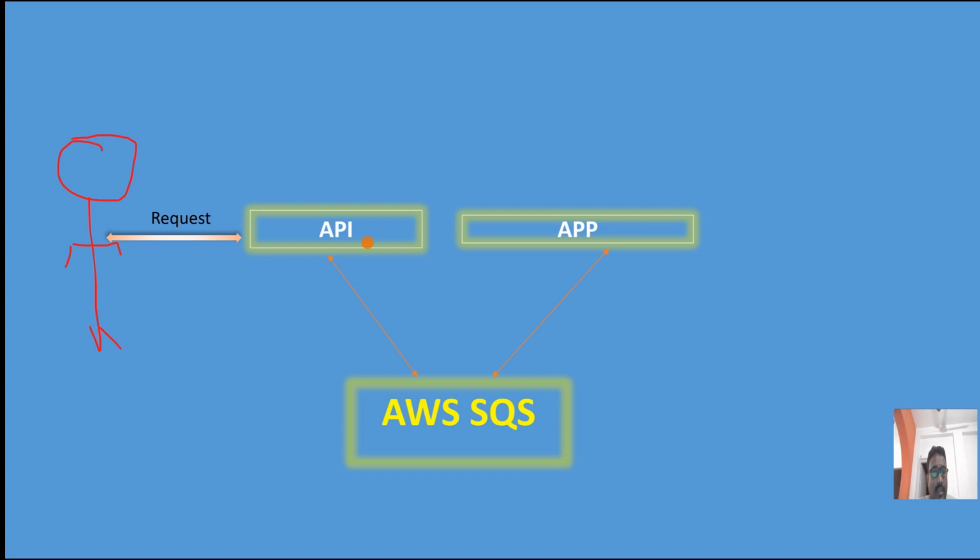Okay, reverse. In that way, suppose the app server goes down, the message will still be in the queue. Whenever the app server comes back up, it can consume that message from the queue. That's the advantage of using AWS SQS. Keep that point in mind. There is no direct interaction between API and app, so we are not losing our business. That's the whole advantage of using AWS SQS.